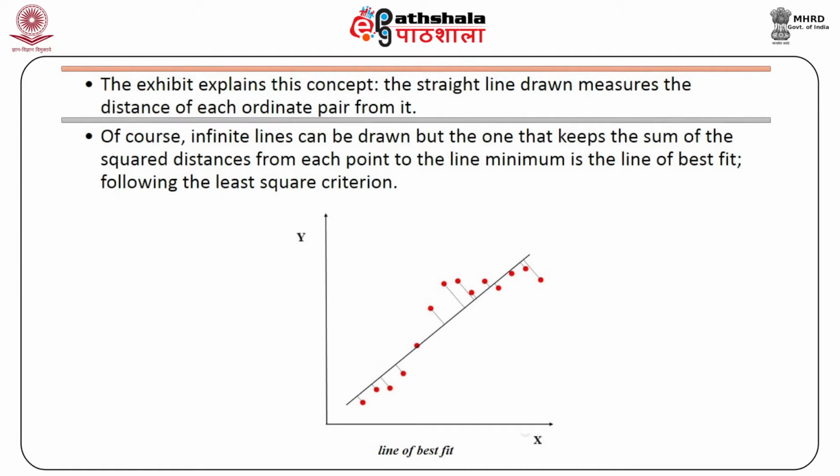If the squared differences are large, the line does not represent the data appropriately, and if the squared differences are small, the line represents the data well. The line with the lowest squared differences is the line of best fit or the regression line.